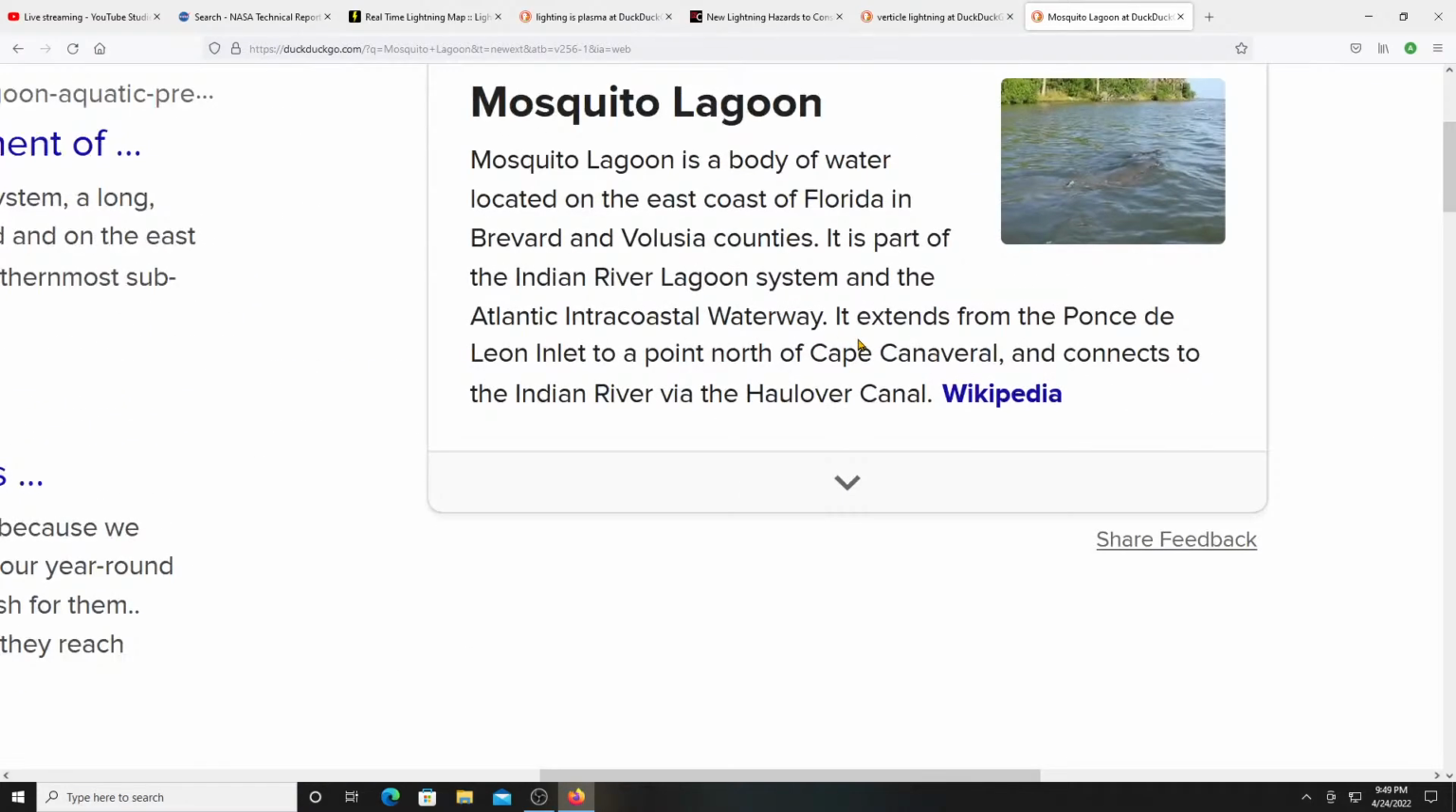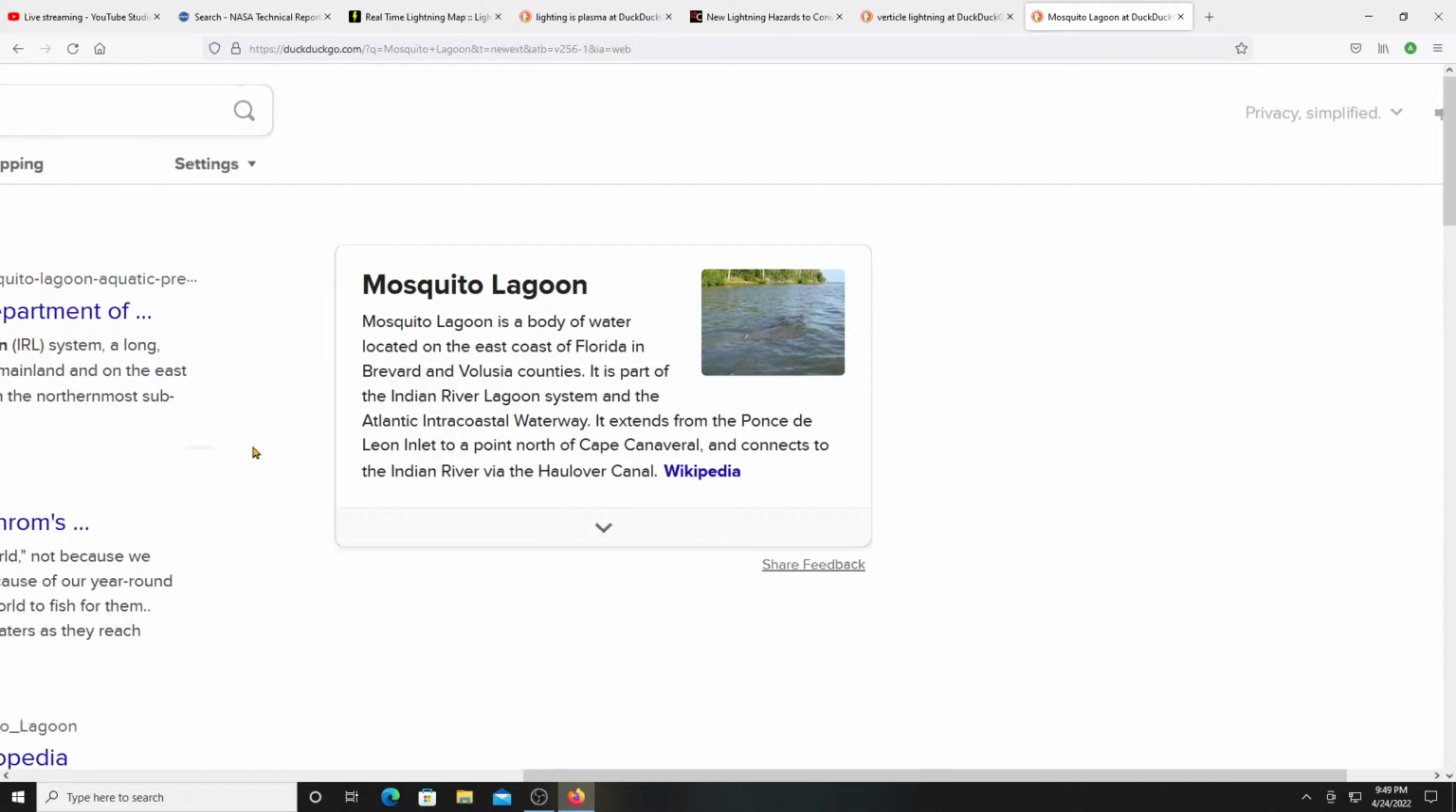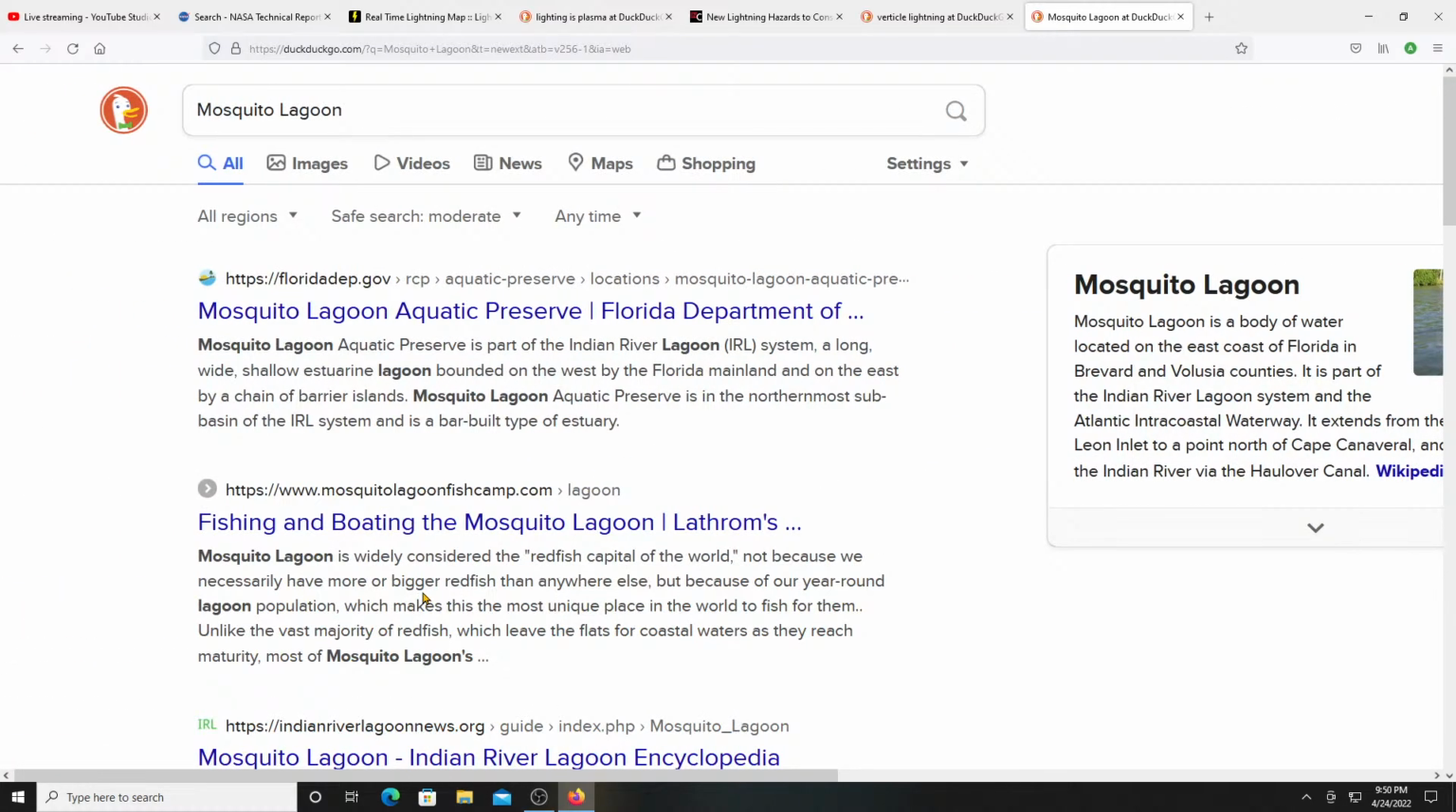It is a body of water located on the east coast of Florida in Brevard and Volusia counties. It's a part of the Indian River Lagoon system and the Atlantic Intercoastal Waterway. So, that's interesting.